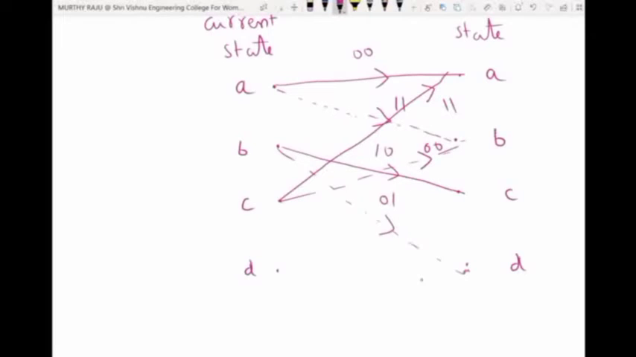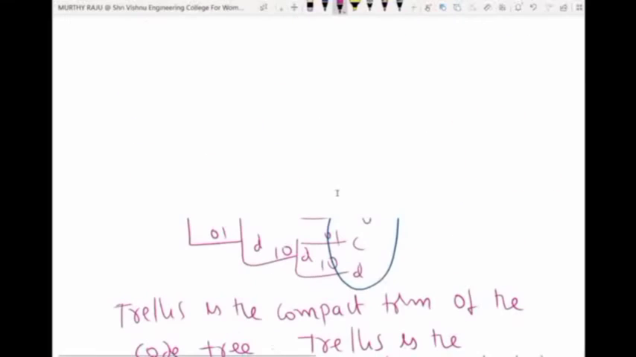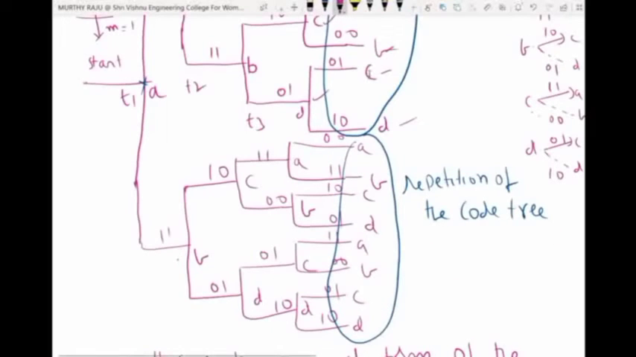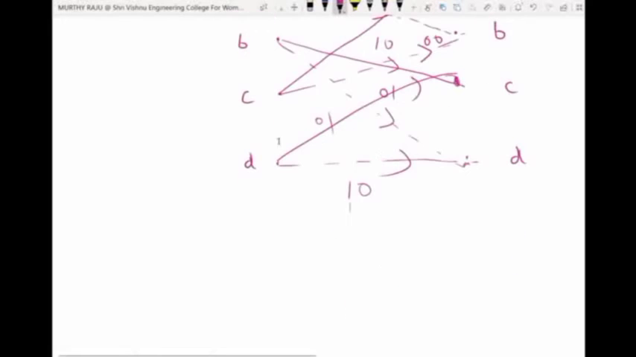D is the current state, goes to next state C when input bit is 0, that means output 0 1. D to D is 1 0. D to C is 0 1. D to D is 1 0.